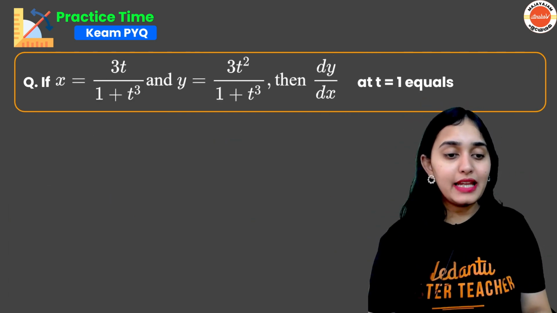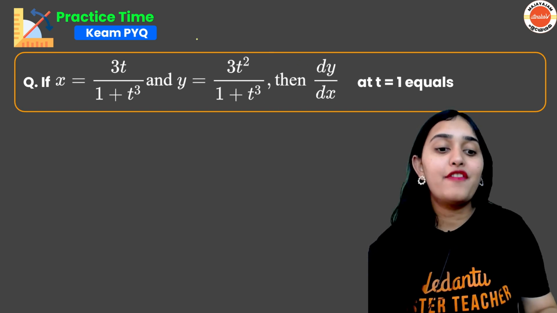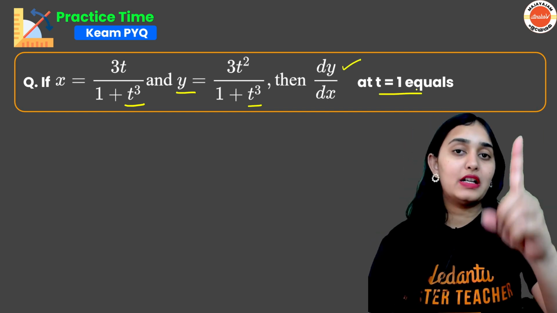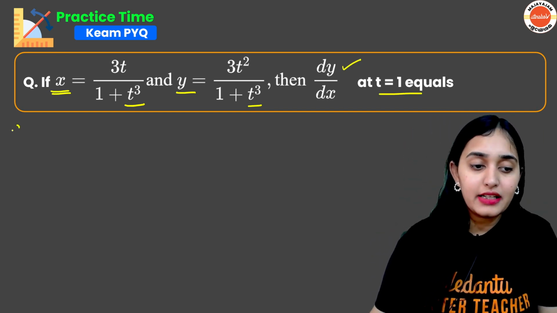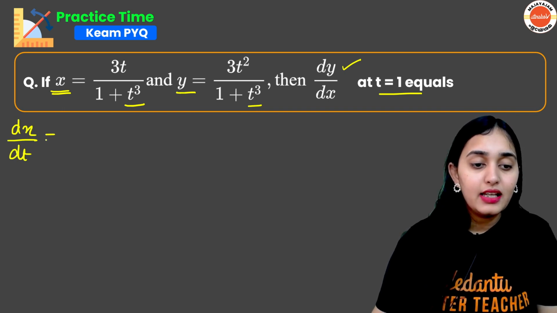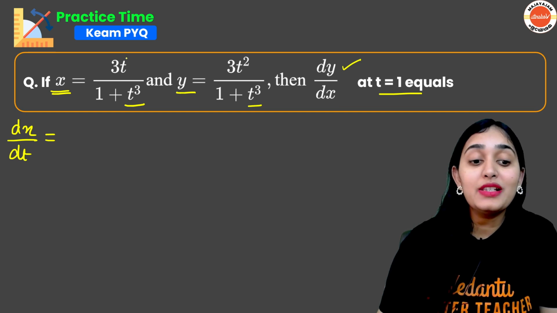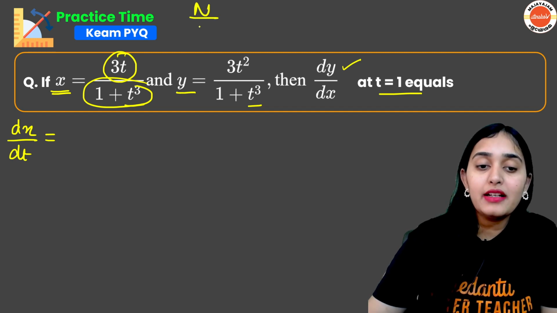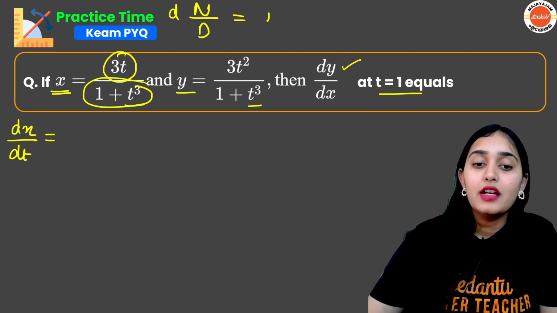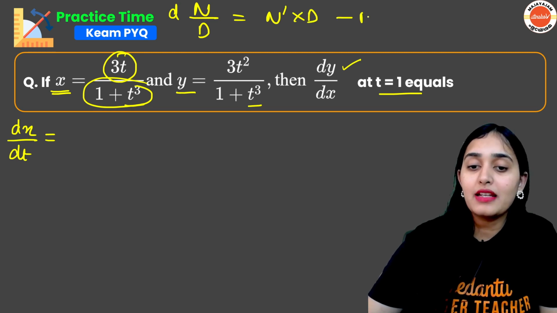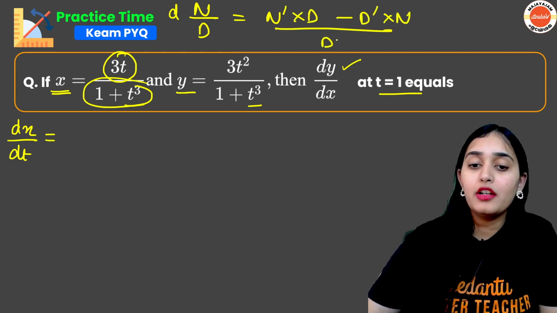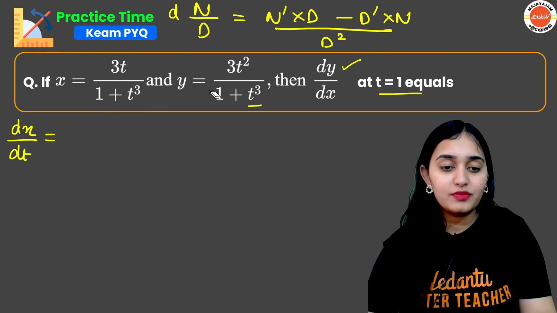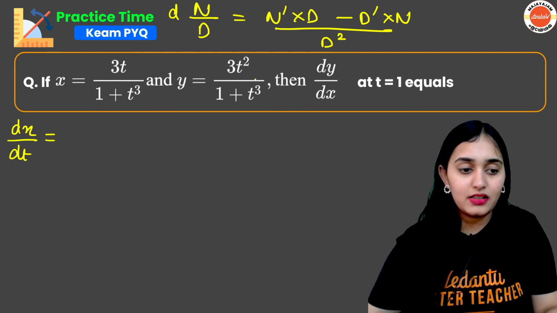Okay. Next question. Again, parametric form. X depends on t, y also depends on t. Find dy by dx at t is equal to 1. Let's do that. First, let's differentiate this. Dx by dt is equal to the quotient rule. This is numerator upon denominator. So what is the differentiation of numerator upon denominator? Numerator differentiation into denominator, minus denominator differentiation into numerator, upon denominator whole square. So, I will directly differentiate it. Okay, no, we have space, so I will tell you step by step. Don't worry. Let's do it.